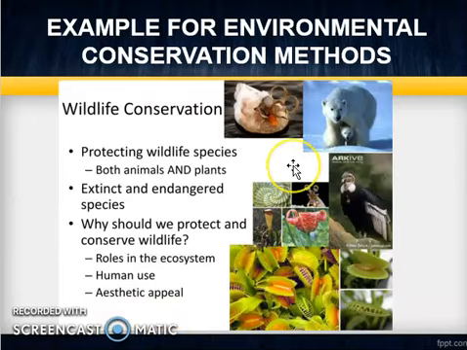Okay, now we want to talk about an example of another method in environmental conservation. Now we want to discuss conservation of wildlife. Protecting wildlife species, both animal and plant, extinct and endangered species. Why should we protect all of these? Okay, animal and plant, that are present in our nature.